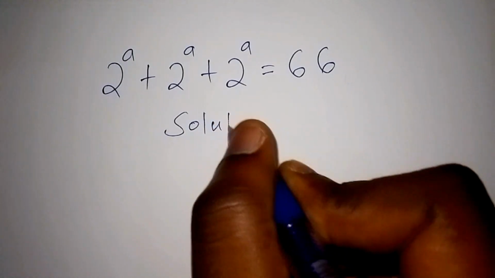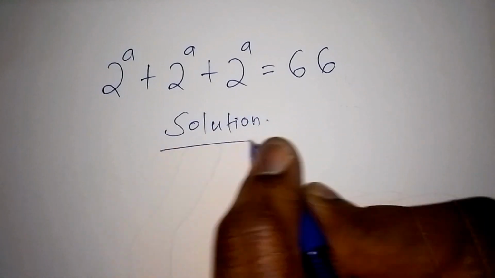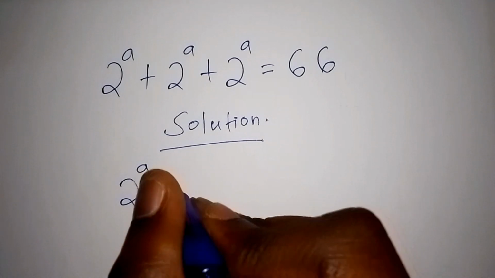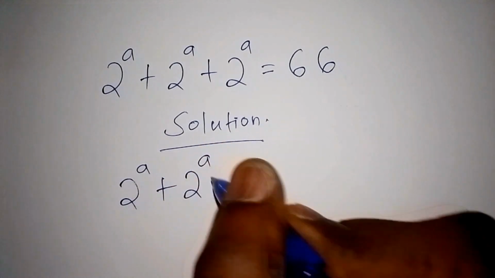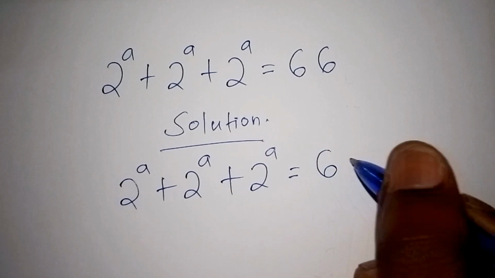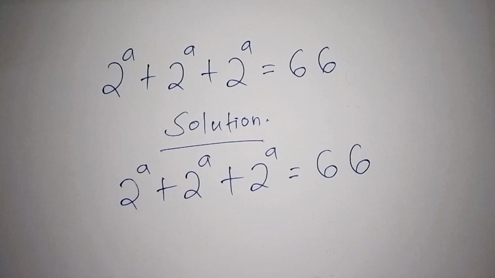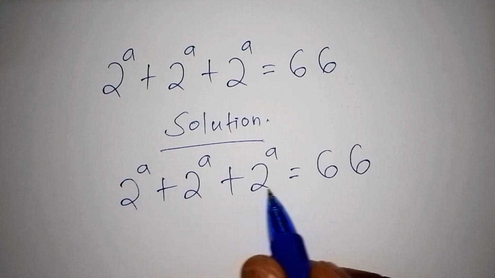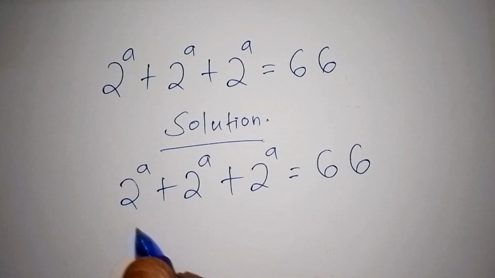On our solution, this is what we have: 2 to the power of a, plus again 2 to the power of a, plus again 2 to the power of a, should give us 66. Don't worry about how we want to work it out, because we shall work it out in the best way possible. So 2 to the power of a is common. Now we shall pick just one, 2 to the power of a.